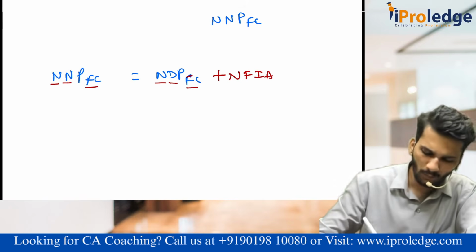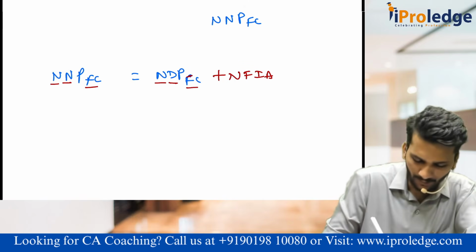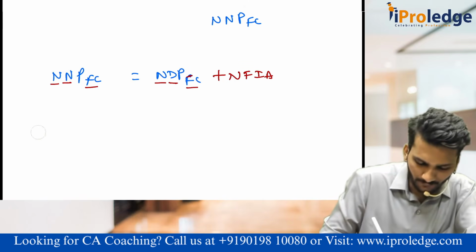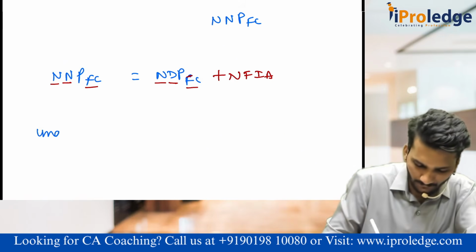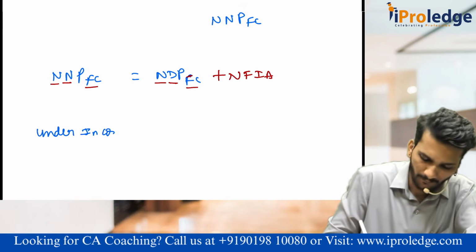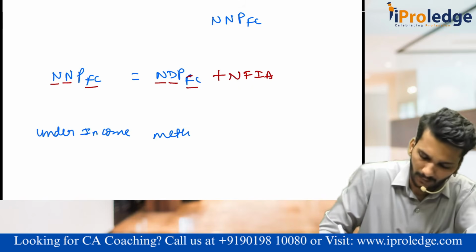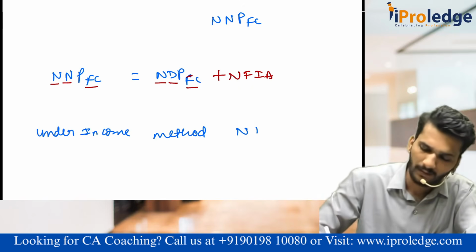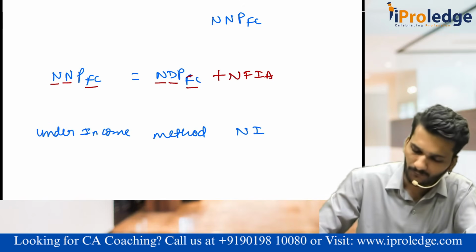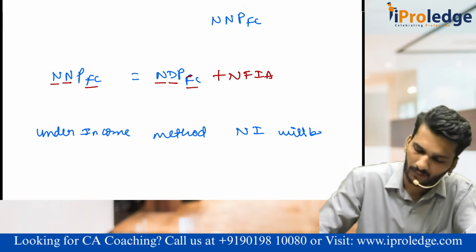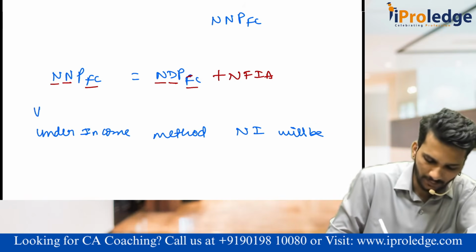Or there is one more method which I used to recommend. It is under the income method. National income will be, this is again a VP point.